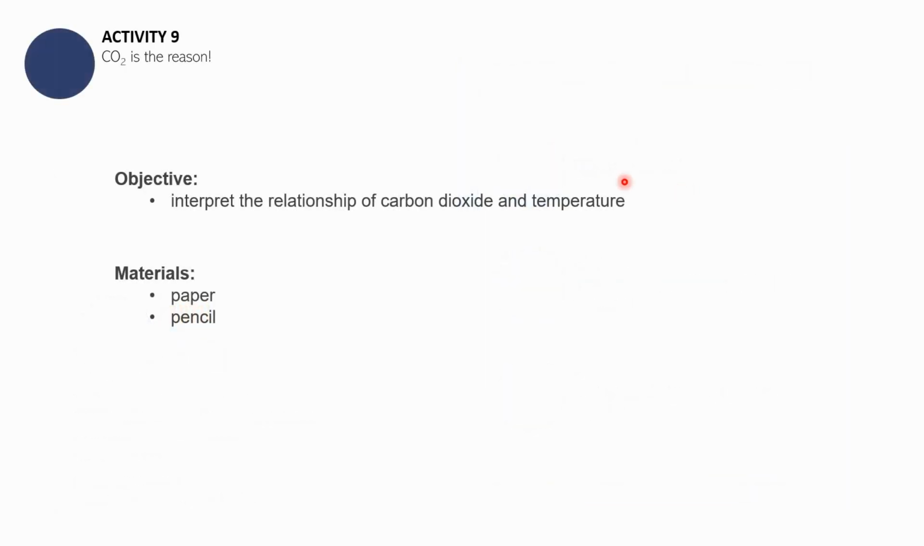Let's begin. Alright, so the first activity part of this session is activity number 9, CO2 is the reason. The objective of this activity is that you should be able to interpret the relationship of carbon dioxide and temperature. So you will be needing the following materials: a piece of paper or your science notebook, and a pencil. Okay, so any writing instrument actually may do.